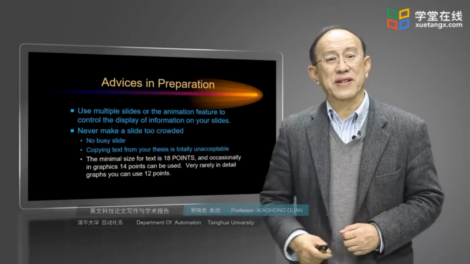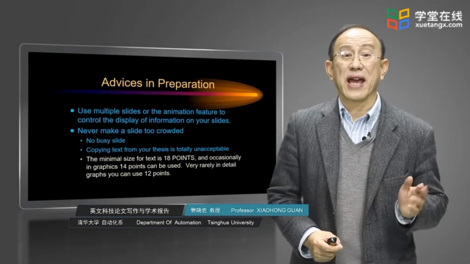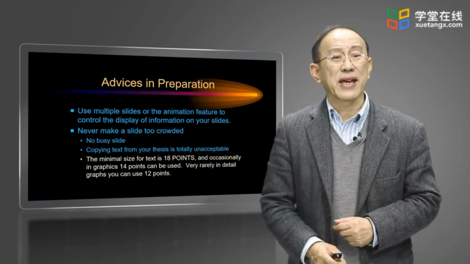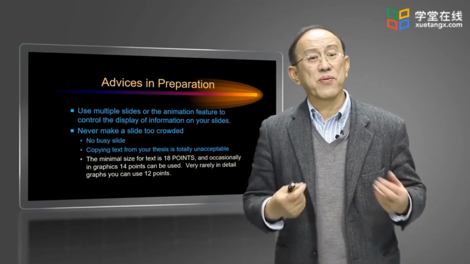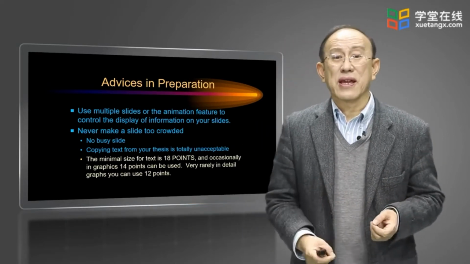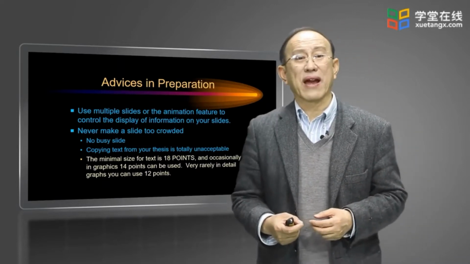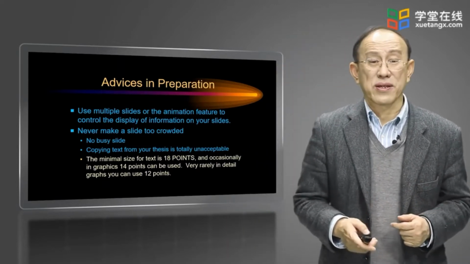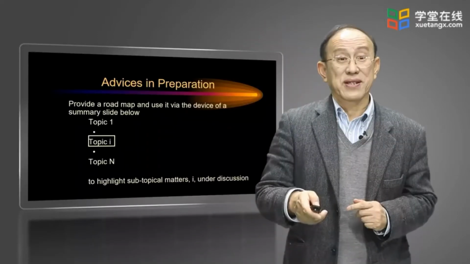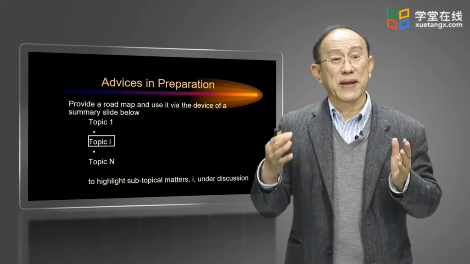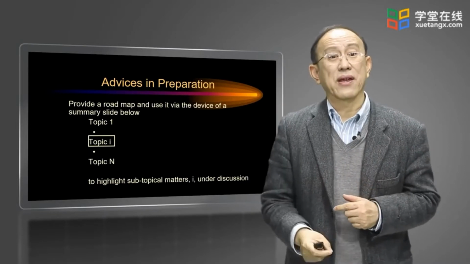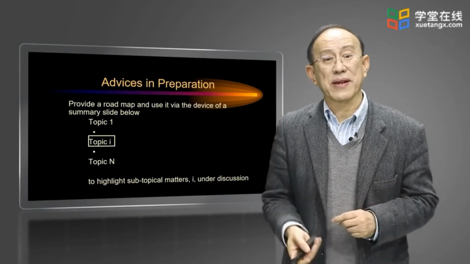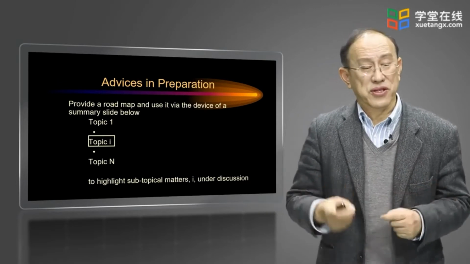The minimum size for text is advised at 18 points, and occasionally in graphics, 14 points are used, and very rarely in a detailed graph you can use 12 points font. When you prepare slides, you can provide a roadmap and use it as a summary of slides before, just like this. Okay, topic 1, topic 2 to topic N, to highlight the subtopic matters under discussion.